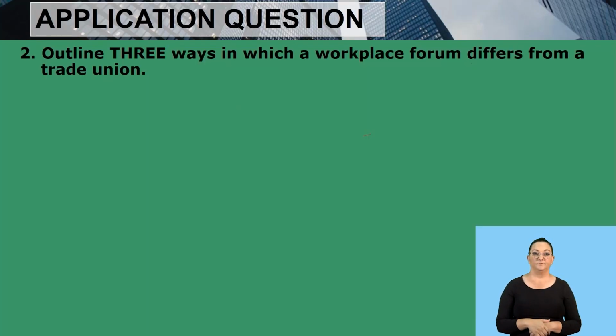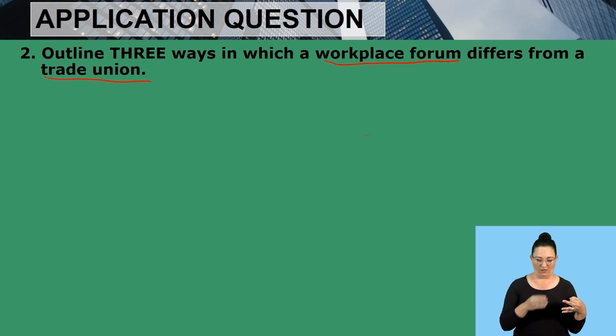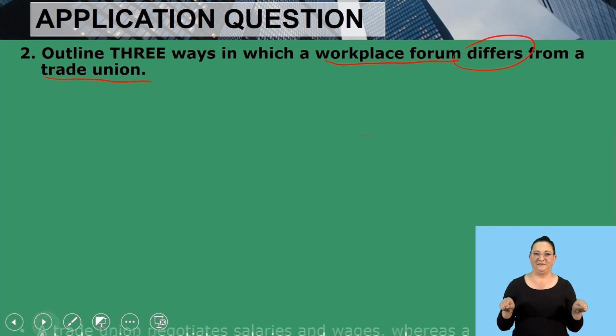All right, our next question says, outline 3 ways in which a workplace forum differs from a trade union. So we are told that those two are not the same, they are different. So you have to outline how they are different, or what's the difference between the two, workplace forum and the trade union. I'm just going to give you a few seconds to think about the answer to this question. Right, outline 3 ways in which a workplace forum differs from a trade union. Those two are totally different, they are not the same.